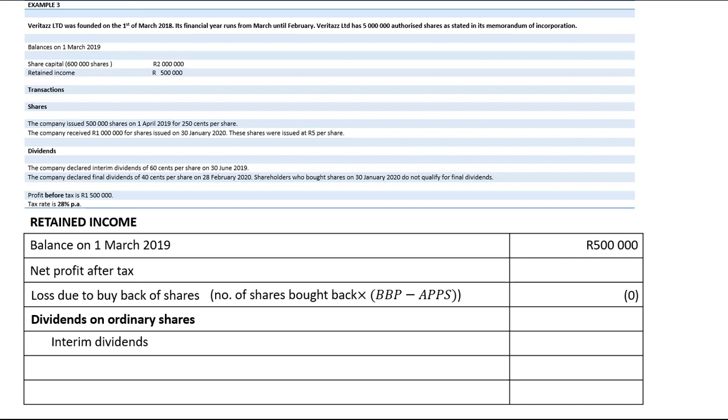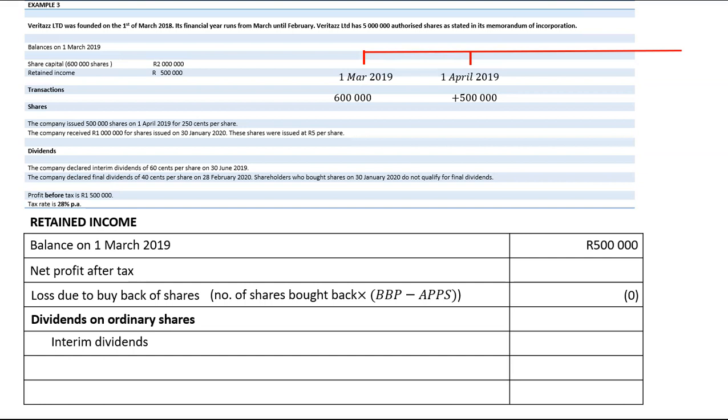Now, for me to determine these interim dividends, I needed to draw my timeline, which is my financial year. My financial year starts on the 1st of March 2019. And on the 1st of March 2019, there were 600,000 shares that were issued. The next day will be the 1st of April. Please note that we only declared dividends on the 30th of June. But you will notice that on the 1st of April, we issued more shares amounting to 500,000. And then we declared dividends in June.